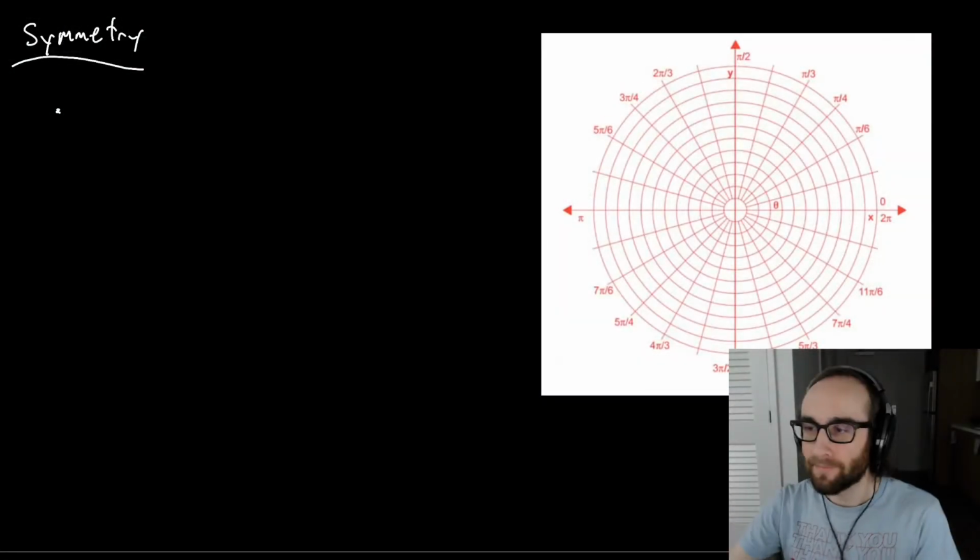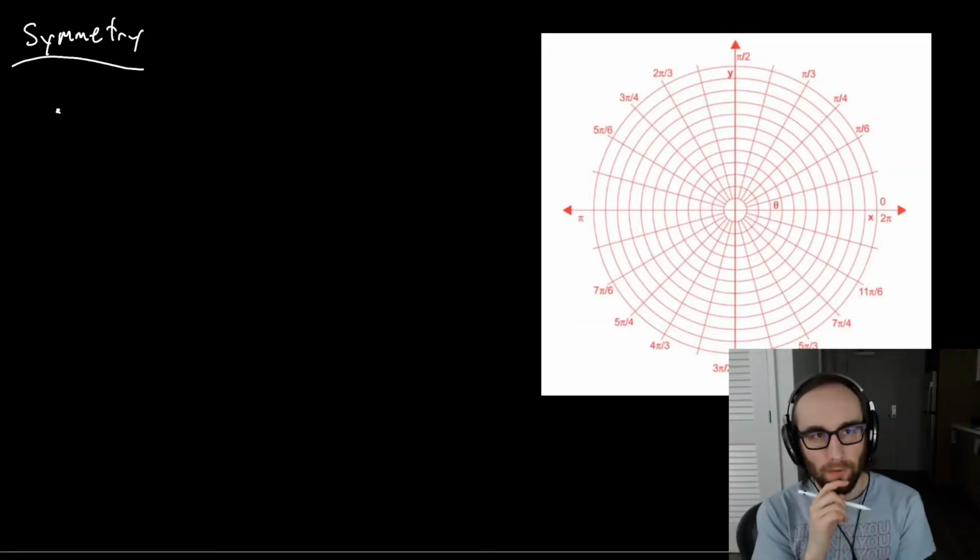Hi everyone, welcome back. In this video we're going to talk about symmetry that we see on the polar plane. We're also going to take a look at the other types of shapes that we see and what their equations look like for polar graphs. Okay, so we're starting off with symmetry.